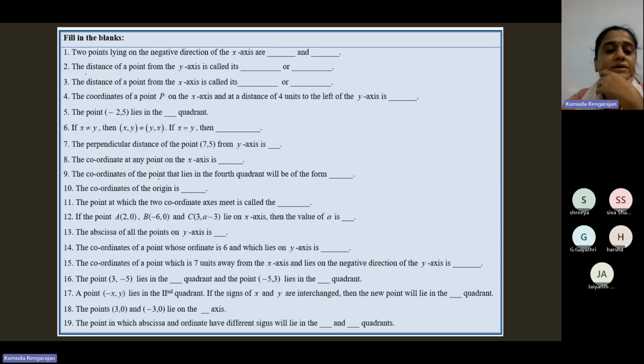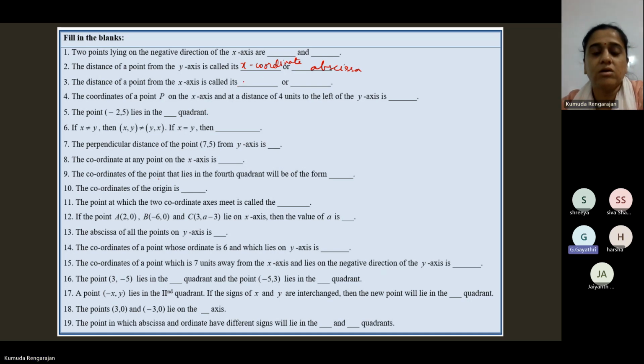The distance of a point from the y-axis is called its x-coordinate or abscissa. You can correct it now if you were wrong. The distance of a point from the x-axis is called its y-coordinate or ordinate.